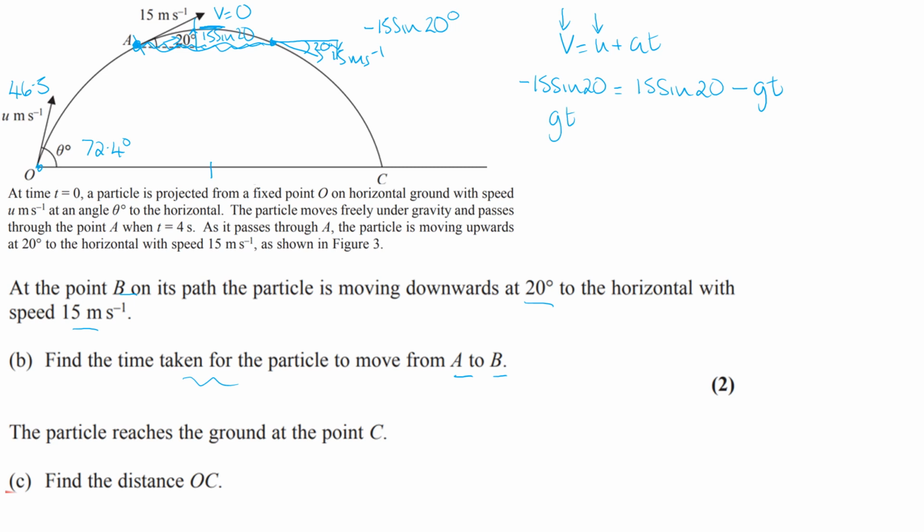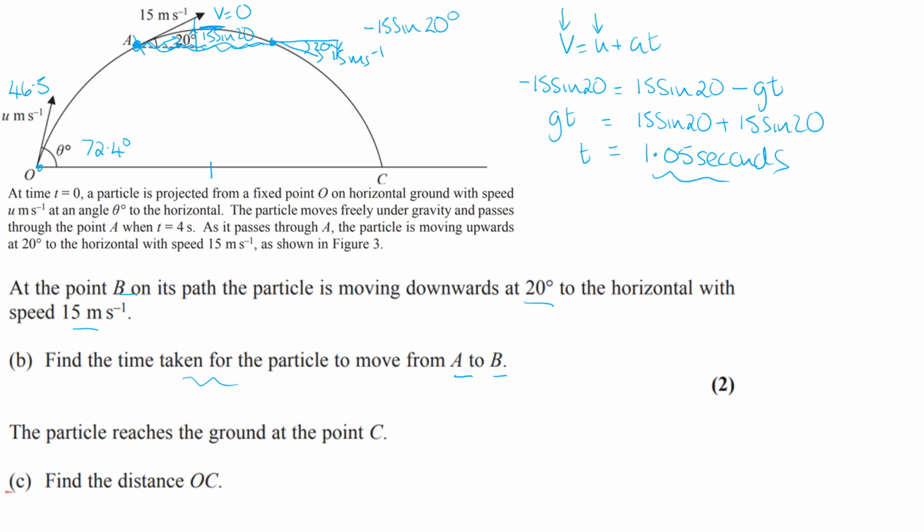So GT is going to equal 15 sine 20 and then plus another 15 sine 20. So if we double up the 15 sine 20 and divide by G, 9.8, you're going to get that T is equal to 1.05 seconds. So whatever way you do it, that is going to be your answer.